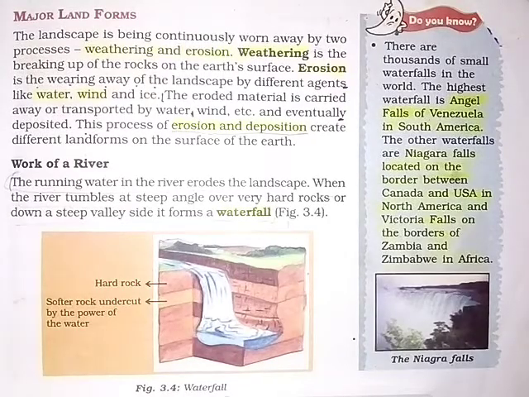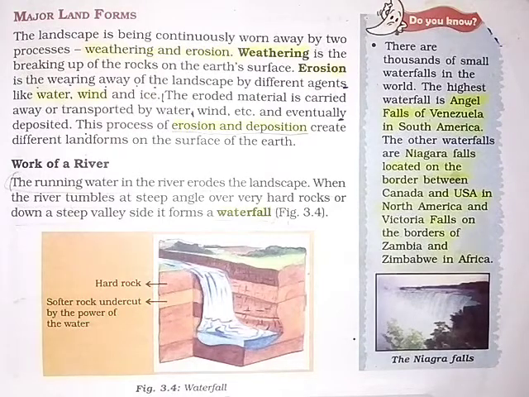Major landforms. The landscape is being continuously worn away by two processes, weathering and erosion. Weathering is the breaking up of the rocks on the earth's surface. Erosion is the wearing away of the landscape by different agents like water, wind and ice. The eroded material is carried away or transported by water, wind, etc. and eventually deposited. This process of erosion and deposition create different landforms on the surface of the earth.